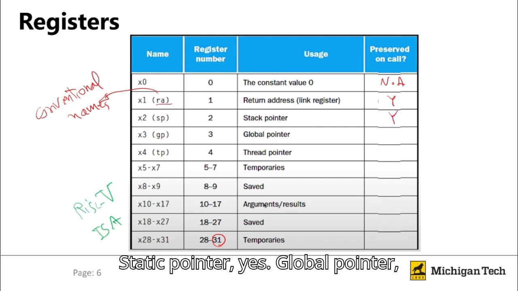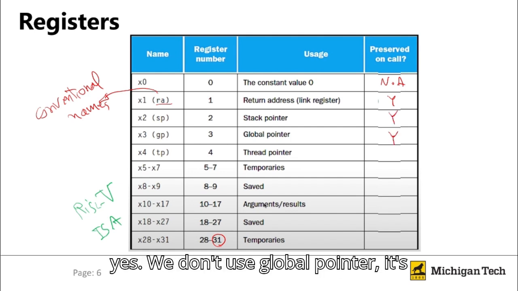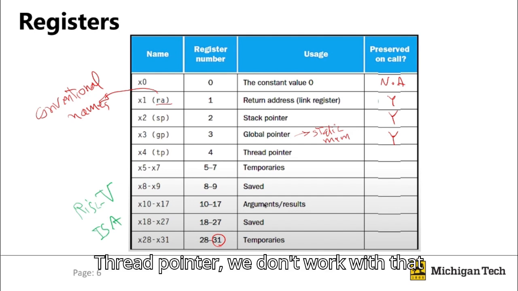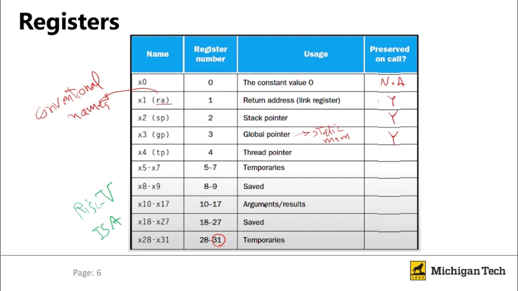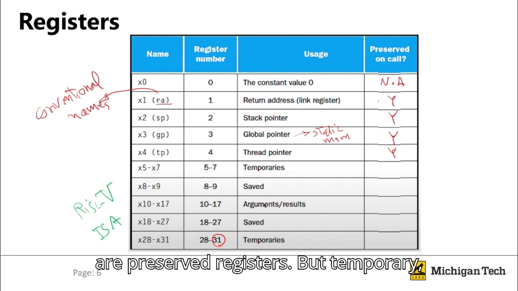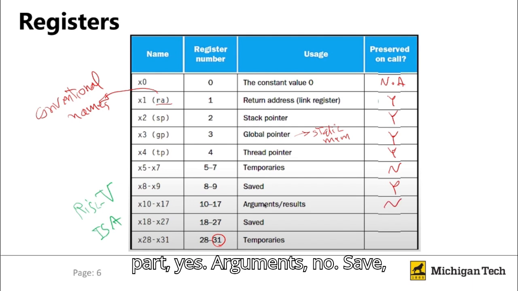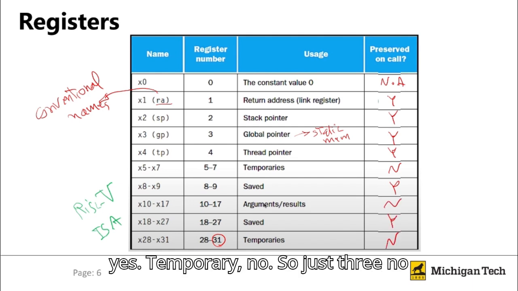A static pointer, yes. Global pointer, yes. We don't use the global pointer, it's pointing to the static area, static memory. Thread pointer, we don't work with that either. Temporaries, no, we don't need to save them. Saved registers, yes. Arguments, no. Return address, yes. So just three no's here.